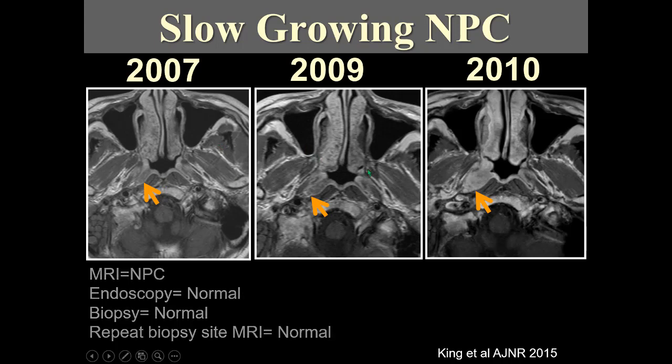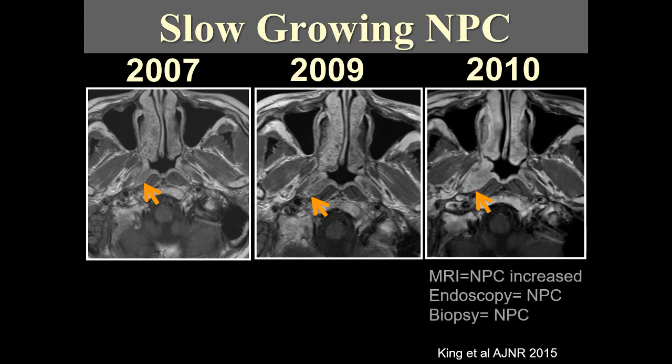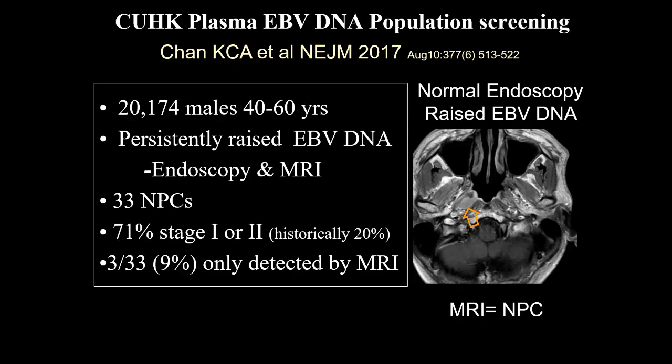They came back in 2009. At that time, endoscopy still normal, and the patient had had enough. The biopsies are quite invasive, didn't want another one. And in 2010, they came back again, when you can see that now the tumour has increased in size. They could see it, and they biopsied it. So we can pick these up 3 years before. A lot of these tumours are slow growing.